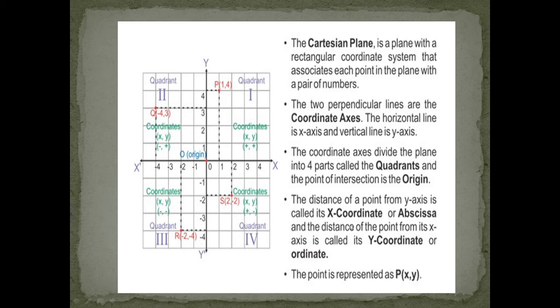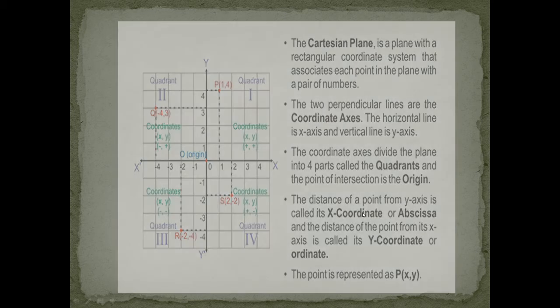The distance of any point from the y-axis is called the x-coordinate or abscissa. While writing any point, you first write the x-coordinate, then the y-coordinate. The x-coordinate is called abscissa, and the distance of a point from the x-axis is called the y-coordinate. We will discuss this point in the next slides also, so don't worry. But only remember, the x-coordinate is also called abscissa, and the y-coordinate is also called ordinate.